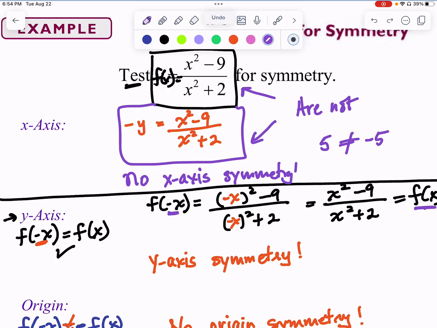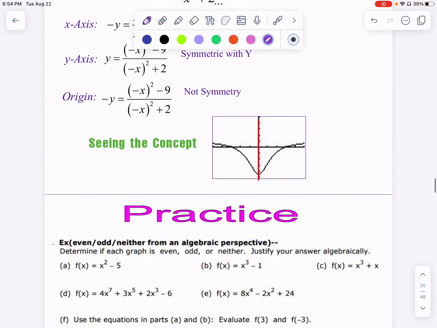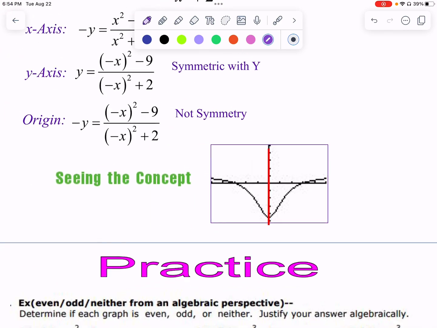So we figured out without really graphing this function that this function will have y-axis symmetry. It's going to be an even function. I can say that for sure. But I did graph it, just to show you. This is the graph of the function. You can clearly see it does have y-axis symmetry. It doesn't have any of the other ones.